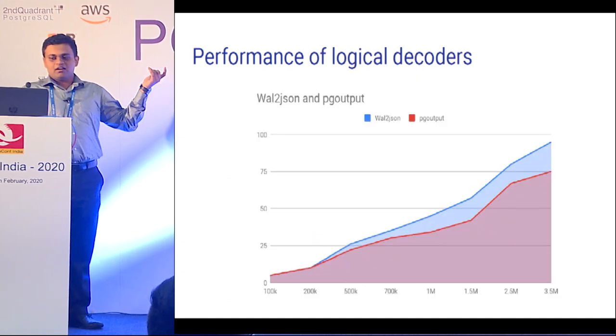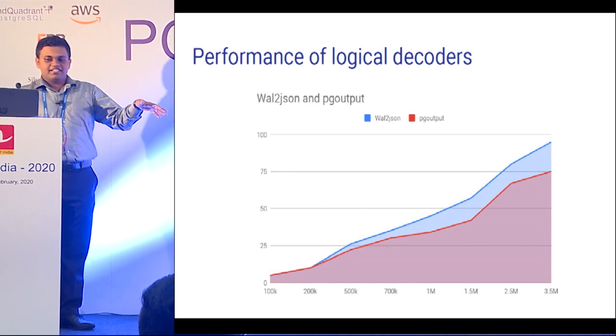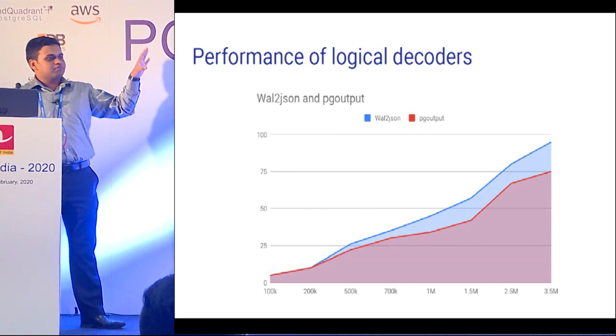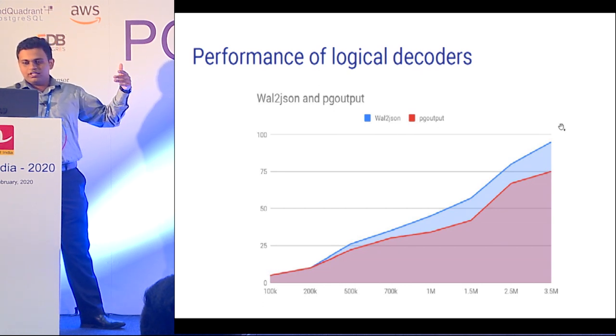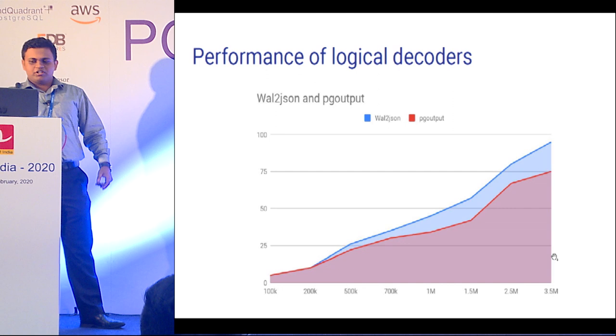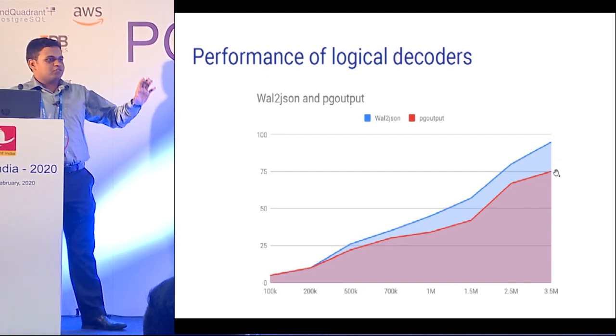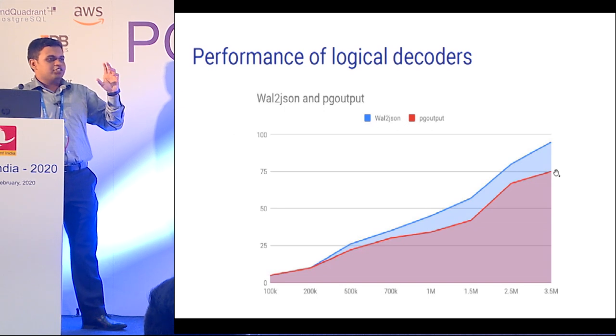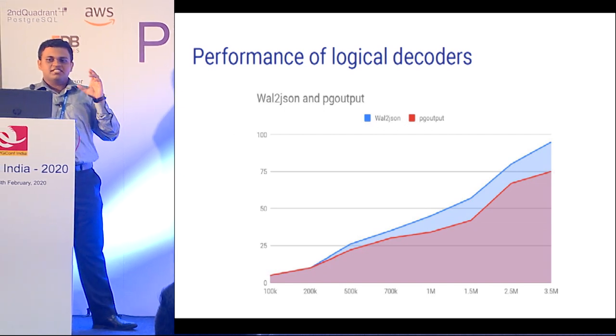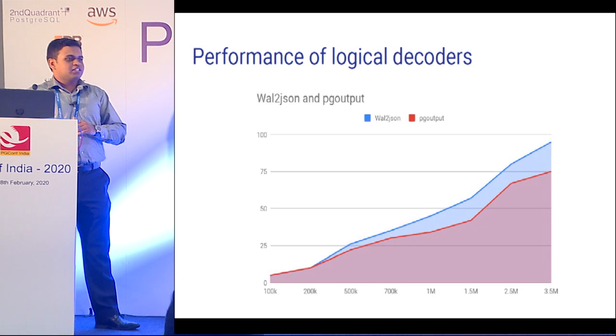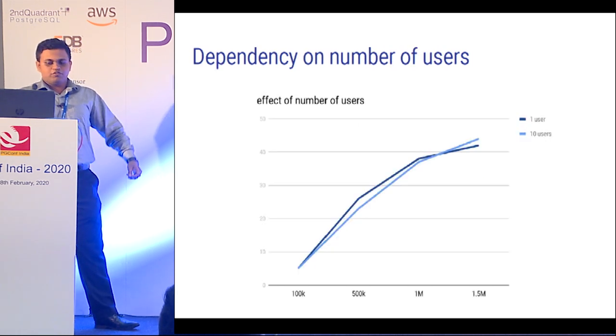We also did the same comparison between different logical decoders. As the load progressively increases, at around 3.5 million there's at least a good 20% improvement in pgoutput as compared to wal2json. And since it comes out of the box, it just runs.